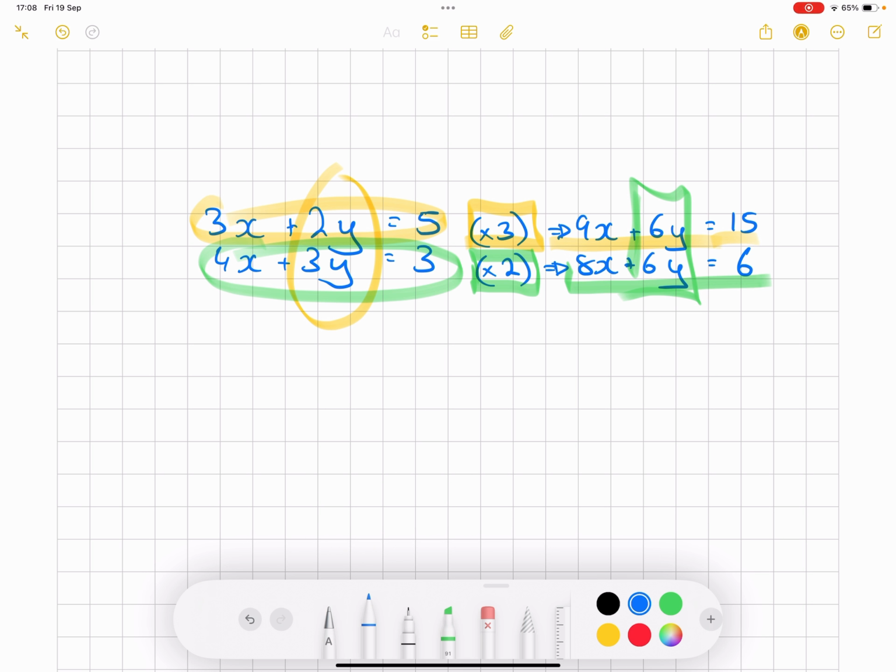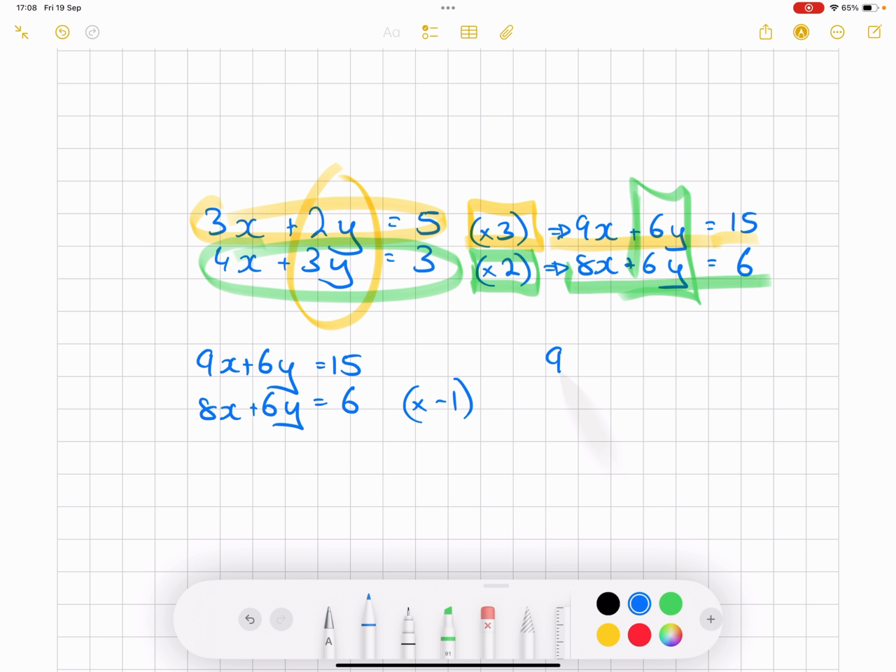Okay, so let's write out what I have now. So my new equation could be 9x plus 6y is equal to 15, and 8x plus 6y is equal to 6. Now, if I add them together at the moment, I get 12y. So maybe what I need to do is multiply this again, maybe by minus 1. Okay, that way it would be a minus 6y, and that would be good.